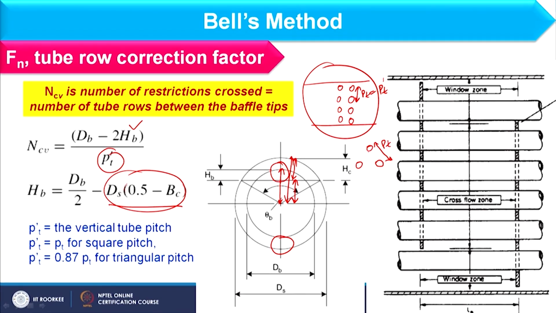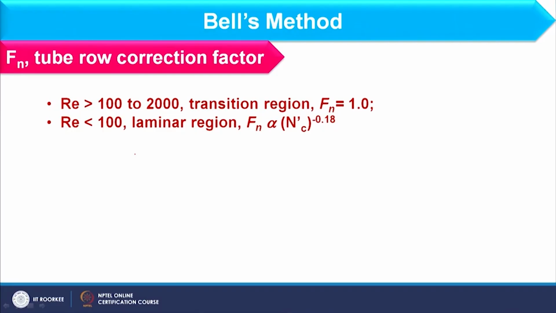So, PT is this, but this distance is slightly lesser than PT. So, it would be 0.87 into PT, which is equal to PT dash, right. So, that is the gap between two tube rows. So, NCV we can consider by this expression, that is dB minus 2 HB by PT dash, and that NCV should be a complete number. If it comes as decimal, you have to round it up, not round off, right. So, in that way we can find the NCV value.